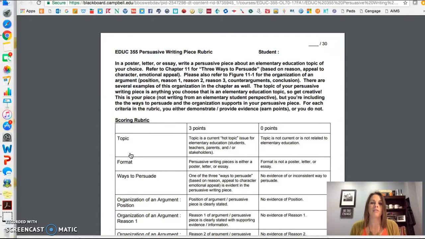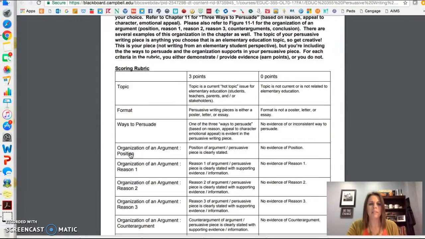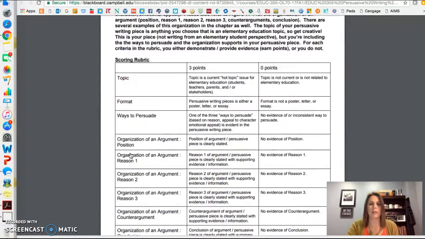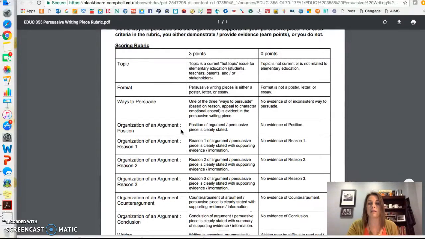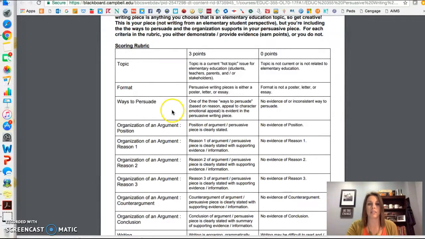And then you can also choose an emotional appeal. Again, you still have your 3 reasons and your counter argument, but it's more tugging at those heartstrings to persuade people to change their mind. So the rubric here is a little bit more involved, and typically these student writing pieces are 25 points, but I've upped this one to 30 because there are so many pieces involved in here.